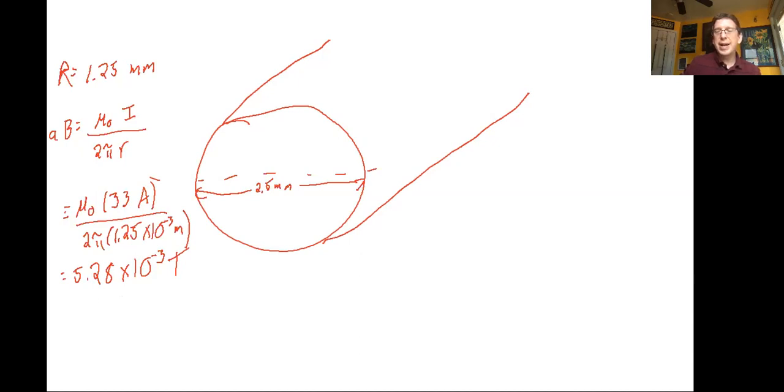So now we're inside the wire at 0.5 millimeters below the surface. So this is part B. So we'll do that up here. So part B, it's inside the wire and it's 0.5 millimeters below the surface.